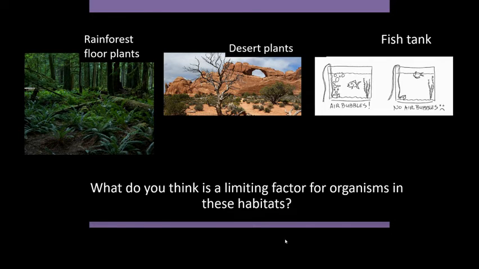So take a moment to consider these different habitats, right? In a rainforest, for the floor plants, what do you think is a limiting factor for their growth? For desert plants, which I mentioned offhand earlier, what would be a limiting factor there? And then finally, in a fish tank, as you can see from the little cartoon, what do you think the limiting factor is there? Why do we have these little things that put off air bubbles in fish tanks?